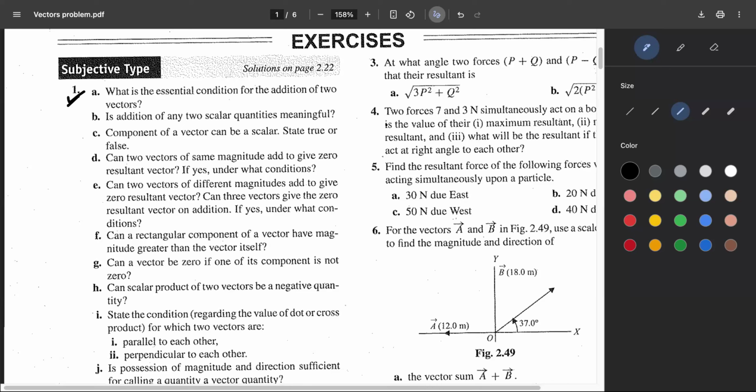So the first problem says, what is the essential condition for addition of two vectors? A very simple thing: the nature should be the same. What does this mean? When I say a vector is representing meter or distance, you can't add two vectors which are not of the same nature. You can't add a speed vector or velocity vector to a displacement vector. Understood? You can't add a force vector to a velocity vector. Is that clear?